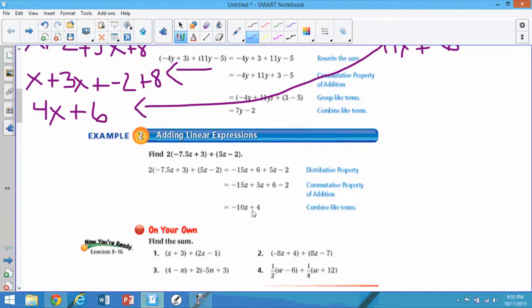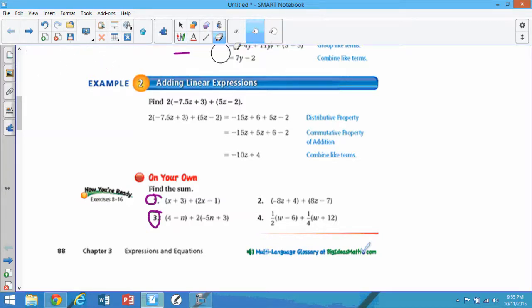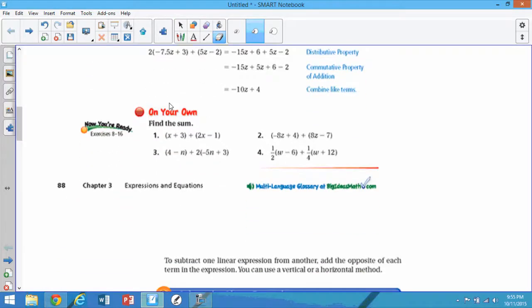Okay, so that's really how you add linear expressions. So what I would like you to do is pause your computer, and I would like you to do number 1 and number 3, both of them. When you're done, play your computer and see if you did it right, and make sure that you are writing these in your notebook. Okay, I'm going to start checking notebooks. So go ahead and pause your computer.